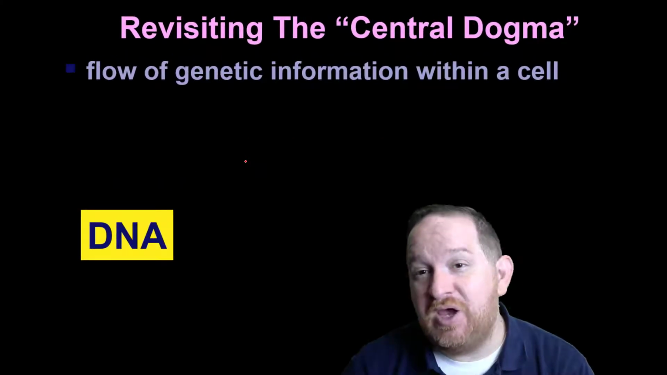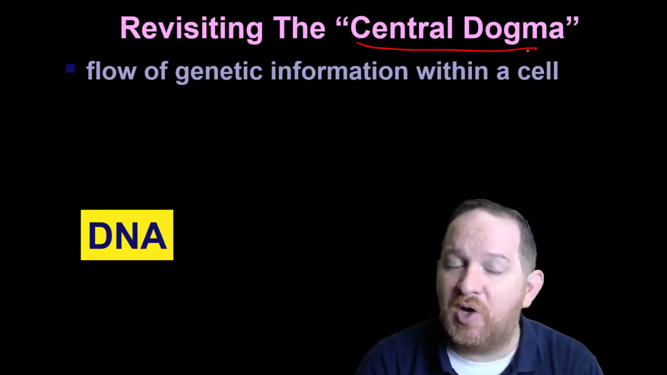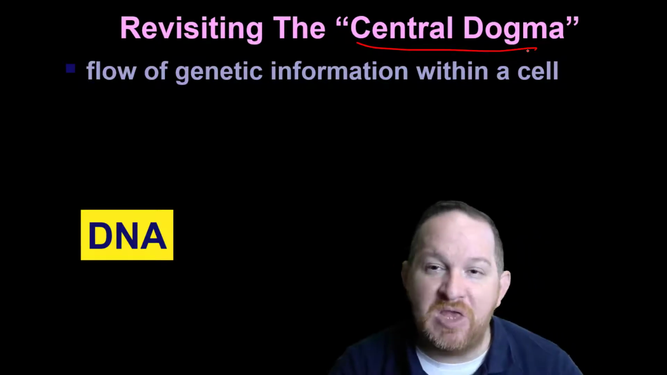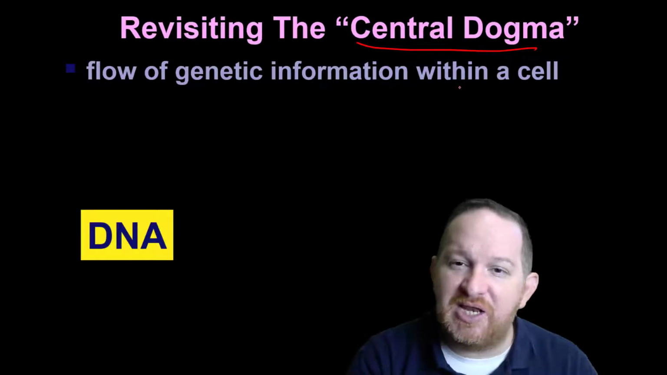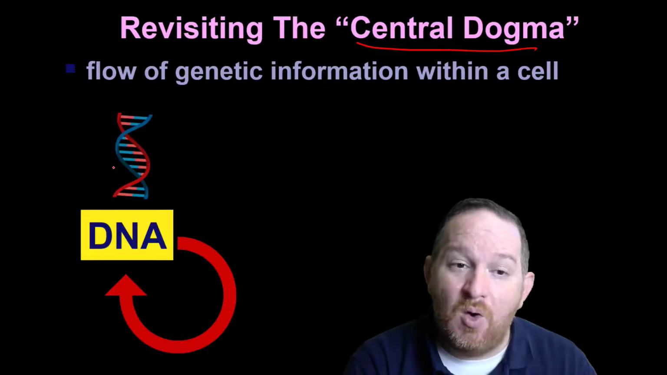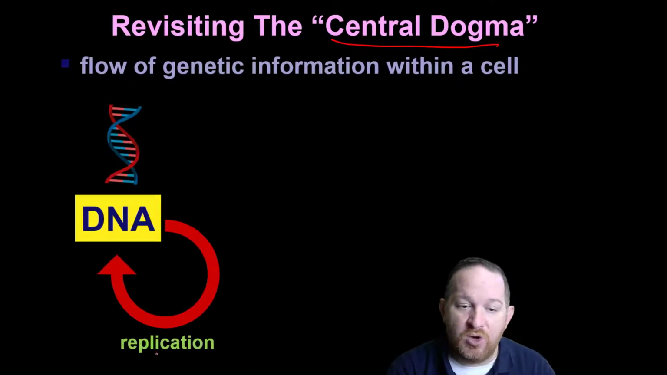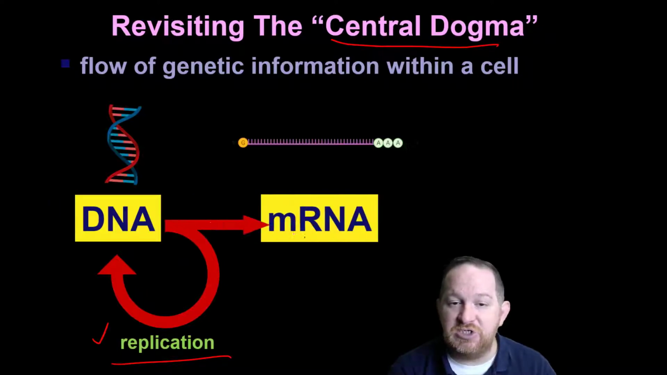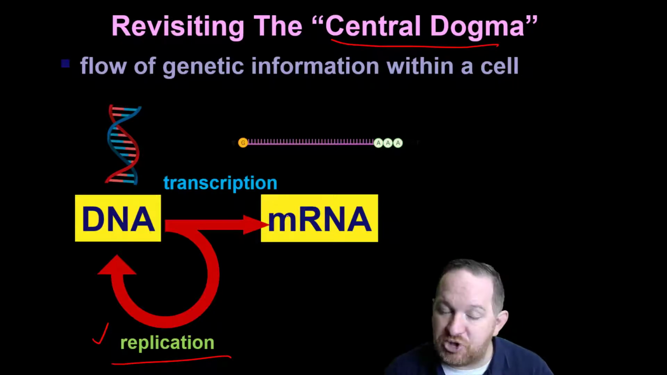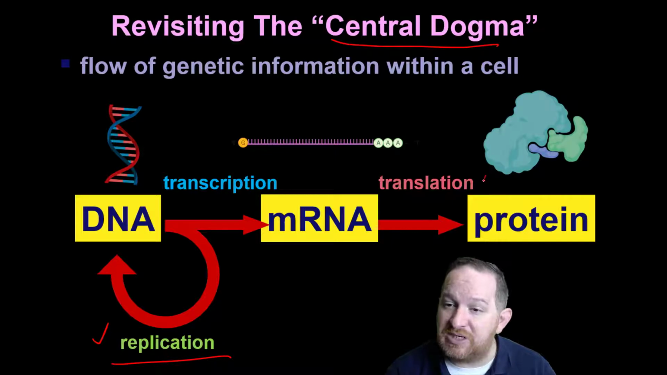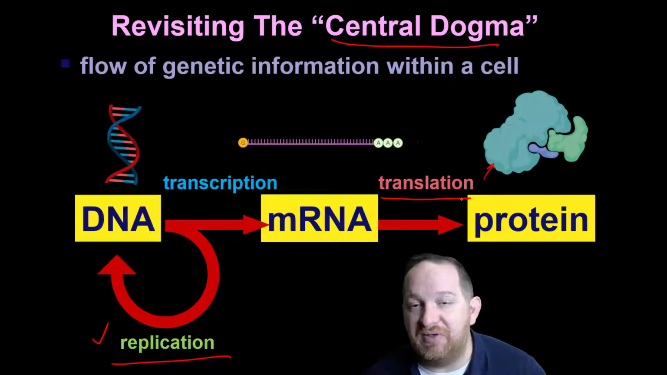So, in the last video, I talked to you about the central dogma, so I'd like to revisit that just to remind you where we are in the flow of this information. The central dogma is the flow of genetic information within the cell, and of course we start by talking about DNA. When DNA is used to make more DNA, that process is called replication. When DNA is used as a code for messenger RNA, that process is called transcription. When that messenger RNA is used by the ribosome to make proteins, that process is called translation.